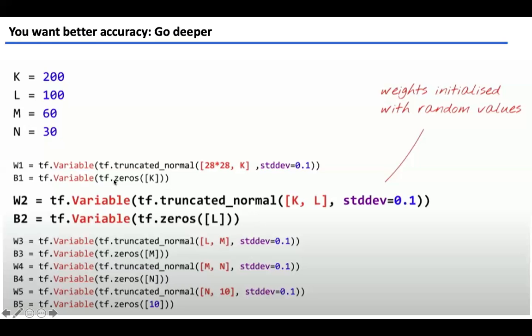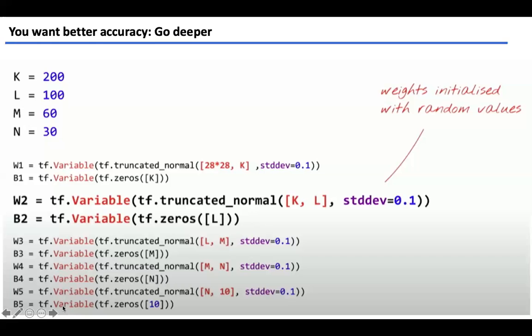For the second layer, since the output of the first layer will be the input to the second layer, the size of W2 will be a matrix of size K times L, where K is the number of neurons in the first layer, and L is the number of neurons in the second layer. So for every layer, the weights will be a matrix where the number of rows is the number of neurons in the previous layer, and the number of columns is the number of neurons in that layer. And as I mentioned, for the bias, the number of elements is always equal to the number of neurons in that layer. So this is how we define W2 and B2. The same thing for W3 and B3 and so on.